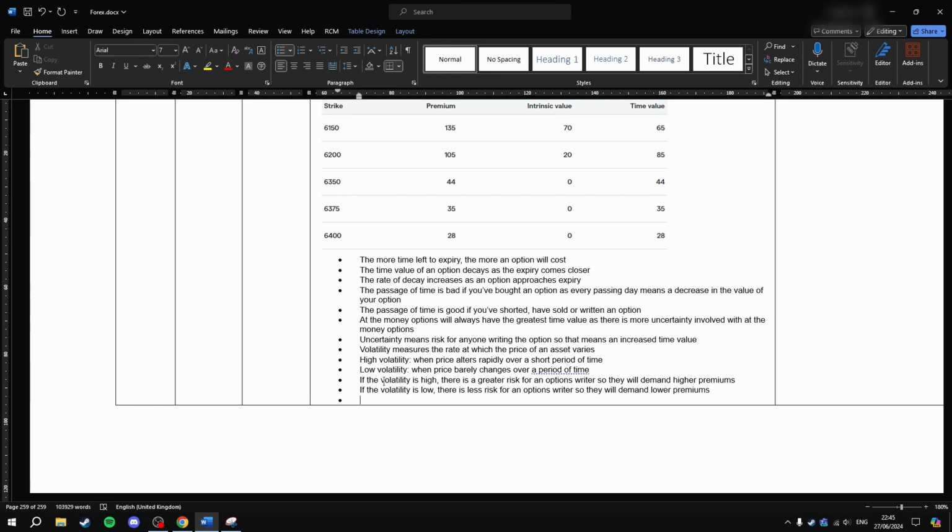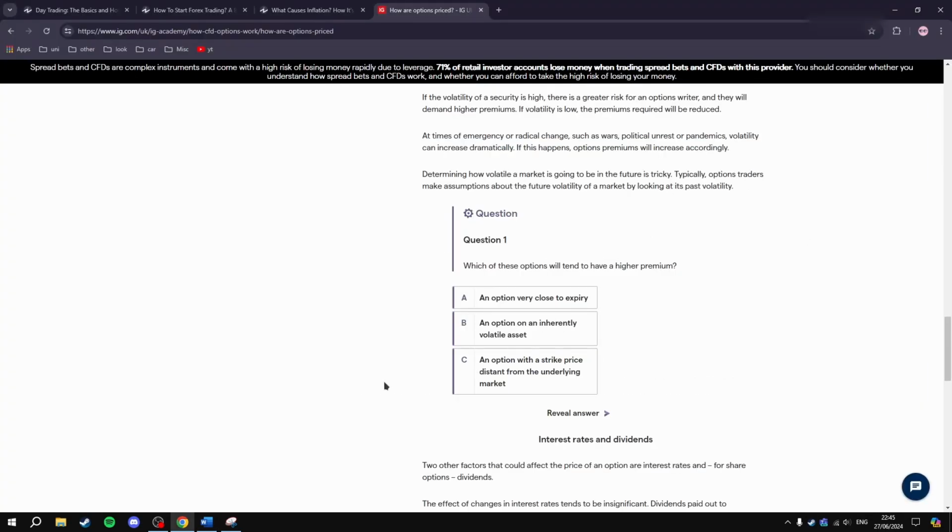Oh, I see why. When volatility is high, they demand high premiums because if it keeps changing rapidly, you don't really know what the price is going to do. It could shoot up really far, or it could drop really low. But if there's barely any volatility, then you know it's going to be around that price, so it's safer, there's less risk, and the premium is going to be lower.